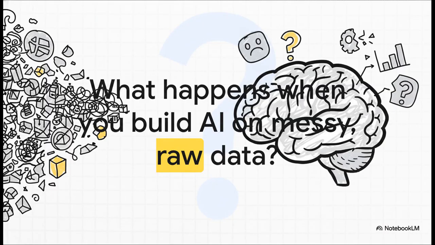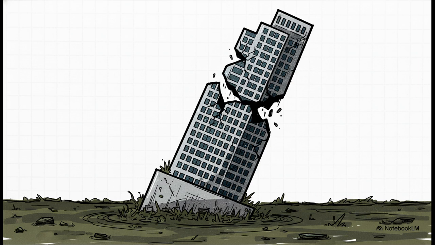So let's just kick things off with a question. What do you think would happen if you just ignored all this prep work? If you just took a bunch of raw, messy, unfiltered data and threw it at a super smart algorithm? Well, it's pretty simple, really. You'd be setting yourself up for a total disaster.